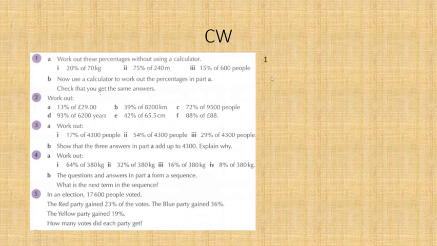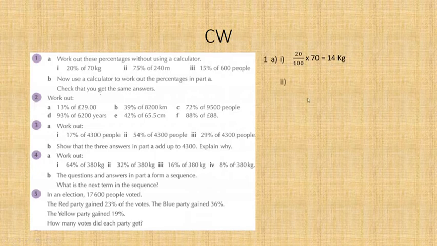Okay, in question number 1: work out these percentages without using the calculator. So I need you to do it without a calculator and I will check it with you here using the calculator. In part A, it's 20% of 70. So 20% means 20 over 100. And 20 over 100 times 70, if you put this in the calculator, you will find the answer is 14. So the answer is 14 kilograms.